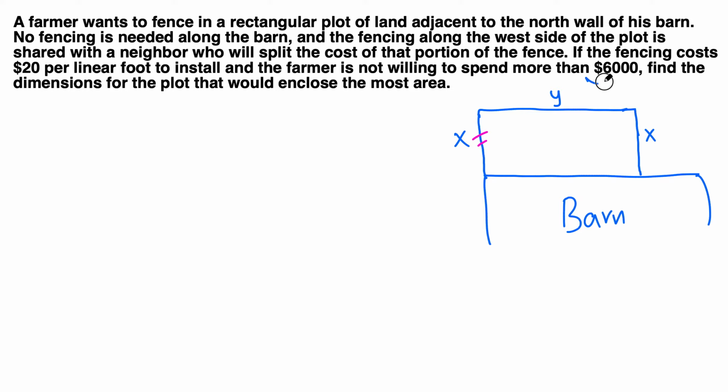Then the total cost is 6,000, and per linear foot is 20. So the cost for this fencing will be 20 times y. So that's 20y. Here is 20 times x, 20x. No fencing needed here, and the cost will be shared with a neighbor. That means not $20, it will be now $10, so 10x. Or you can do half and multiply by 20, same thing, 10x.